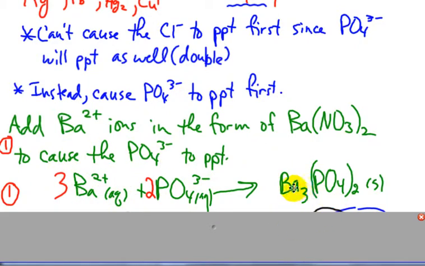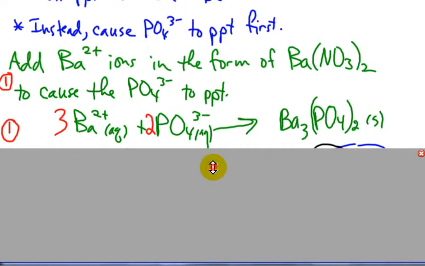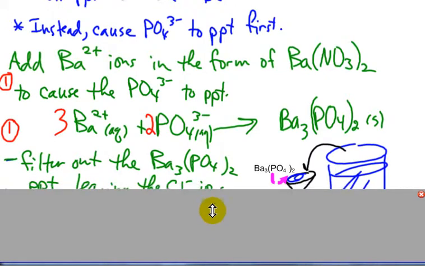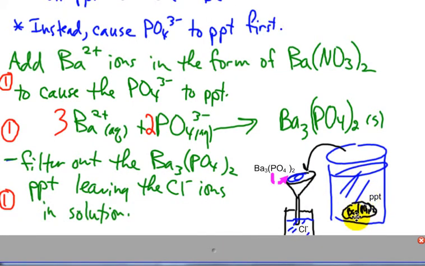So for the formula there, to make 6 plus, I need 3 bariums. To make a charge of -6, I need 2 phosphates, so you need 3 bariums, 2 phosphates. That's my net ionic equation. Then lastly, just have a statement saying, okay, I have that now. So I'll have a barium phosphate precipitate form on the bottom of the beaker.